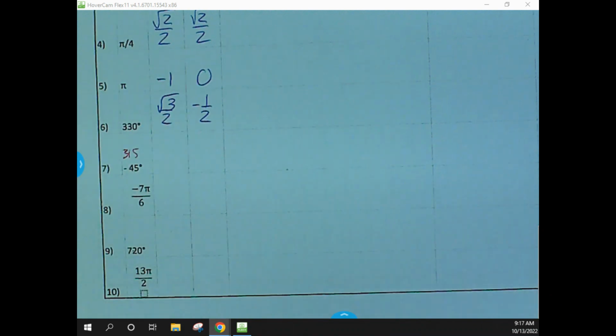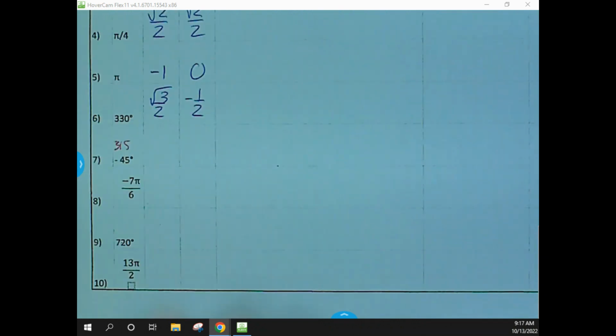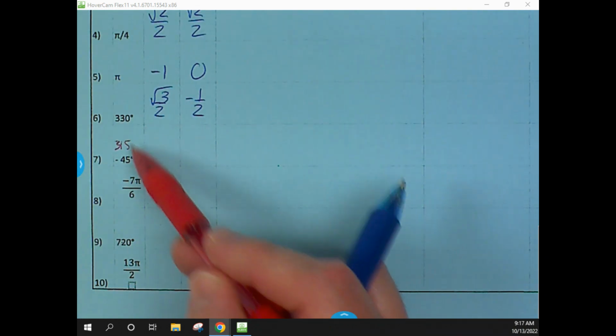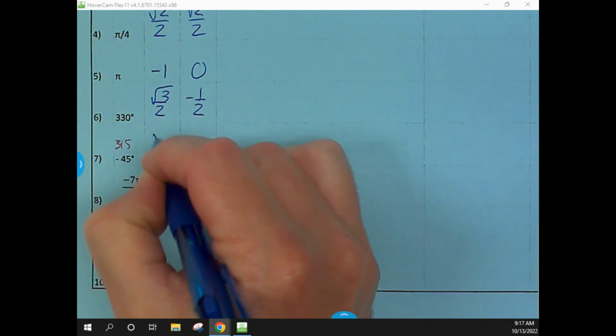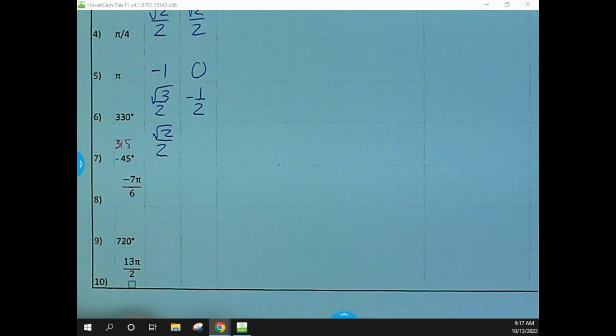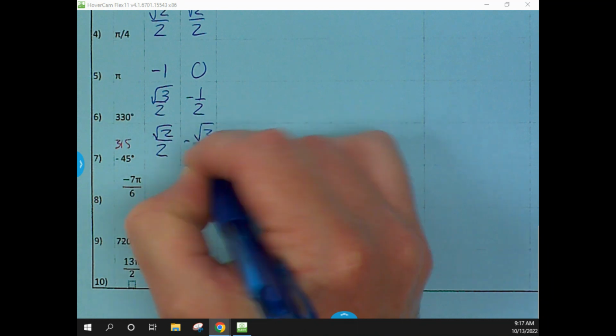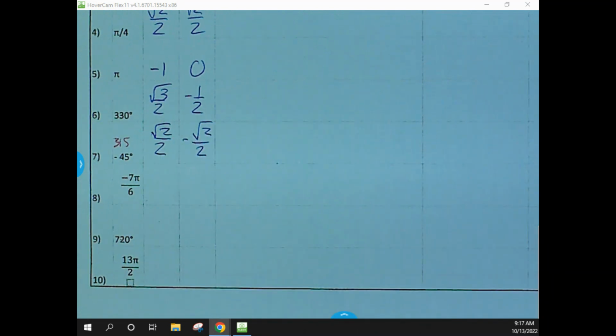Because again, when we were talking about Tuesday, if you had a negative number and wanted to make it positive, we just added 360 to it. So if we add 360 to the -45, that's going to put us at 315. So that's the coterminal angles. These are the same angles, just one's going one direction, one's going the other, but we're still ending up at the same location. So for that one, that should be square root of 2 over 2, and then negative square root of 2 over 2.